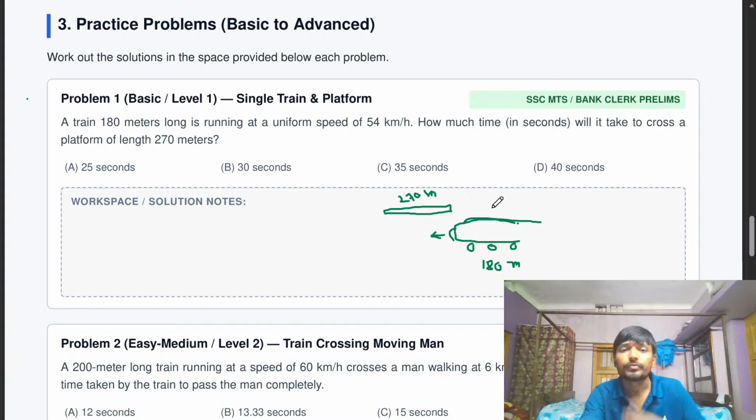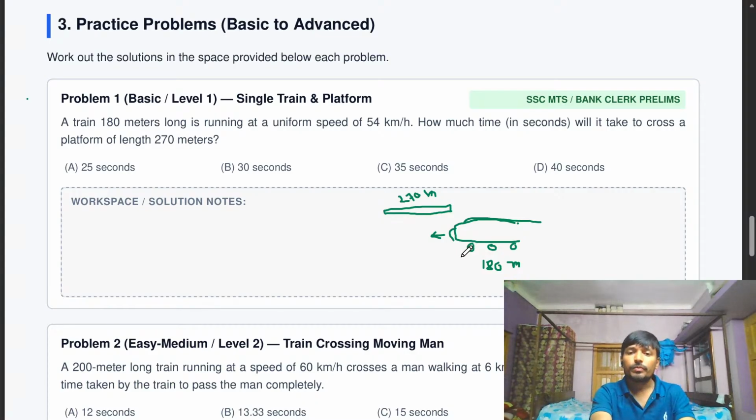Now this train is running at 54 km per hour towards this direction. Okay, this direction. So we have to find out how much time it will take to cross this platform, which is 270 meters in length.